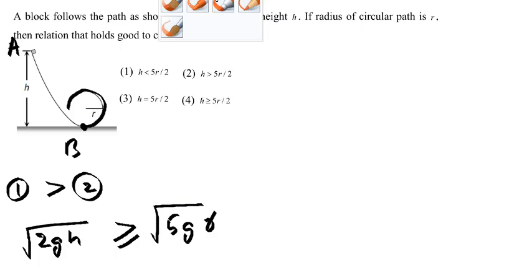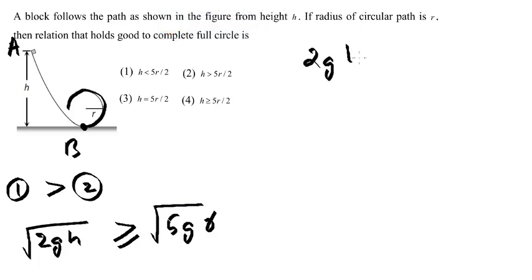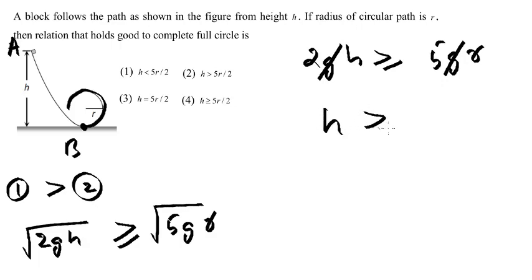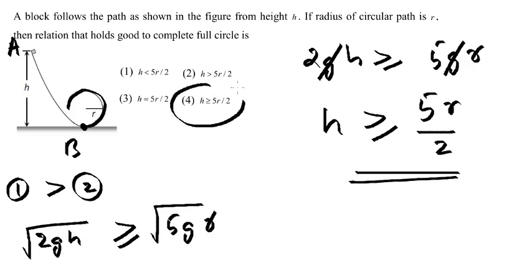Comparing, both sides have a root, so we can write 2gh must be greater than or equal to 5gr. What is required? The condition on h, so g and g cancel here. You want everything in terms of h. h must be greater than or equal to 5r divided by 2. That is the answer. Option 4 is the answer.